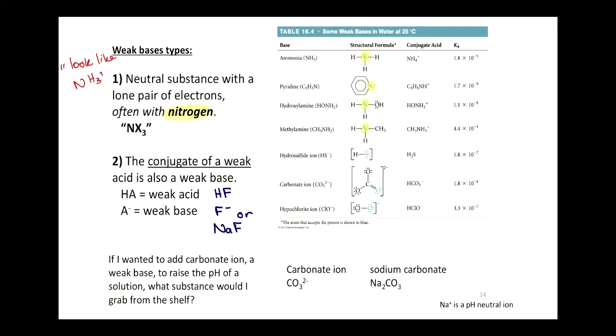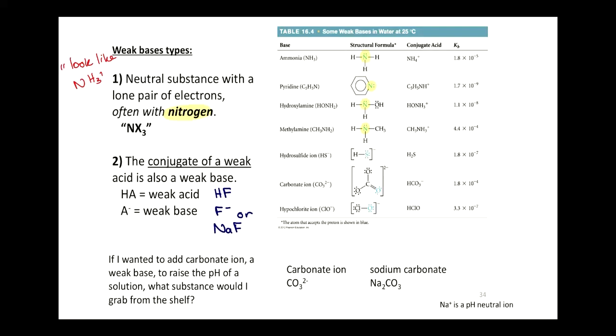But then remember when we talked about weak acids? The stronger the weak acid, the crappier its conjugate base. So if you have HA, that's an acid, and A minus is actually a weak base. So there's another class of weak bases that we can have: the conjugate of an acid. HF is a weak acid, but F minus is also a weak base. So there's another class of weak bases we're going to talk about.